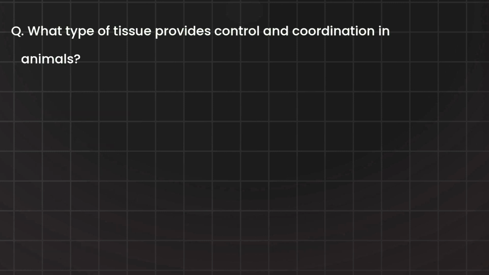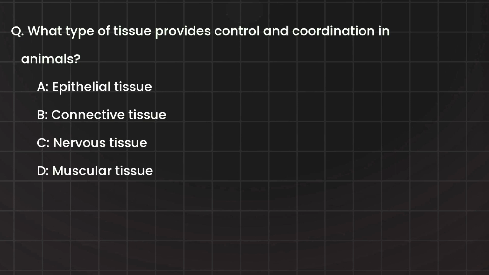Question: what type of tissue provides control and coordination in animals? Option A, epithelial tissue. Option B, connective tissue. Option C, nervous tissue. Option D, muscular tissue. You have 5 seconds to answer the question.